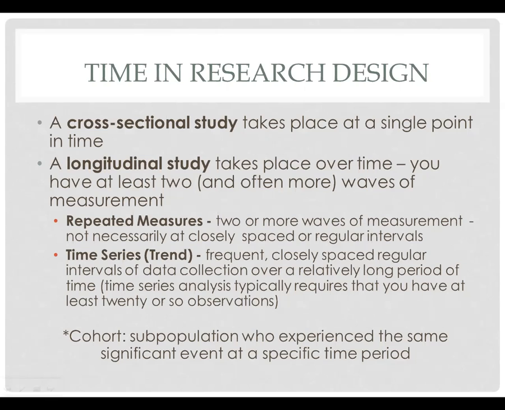A cohort is a subpopulation who experienced the same significant event at a specific time period. So you could have a longitudinal study that doesn't look at the same people over time, but it could look at the cohort of people over time. So for example, if you had a group of people who experienced, let's say, the earthquake in Japan quite a few years ago now, and you think something about that earthquake might have impacted the mental health of these people. Maybe they have post-traumatic stress disorder, or maybe they have other issues.